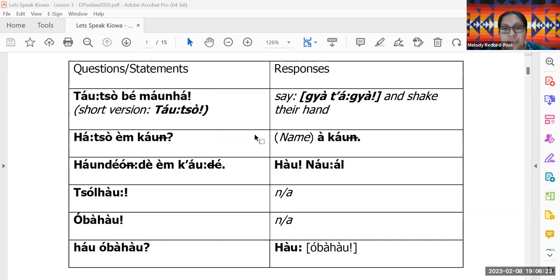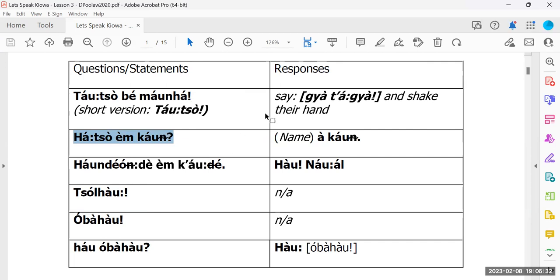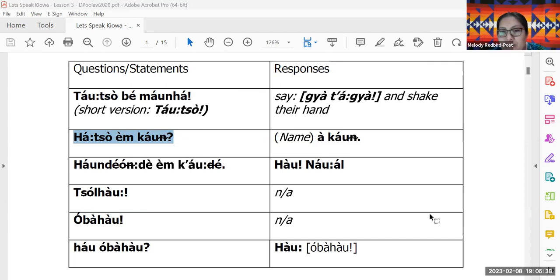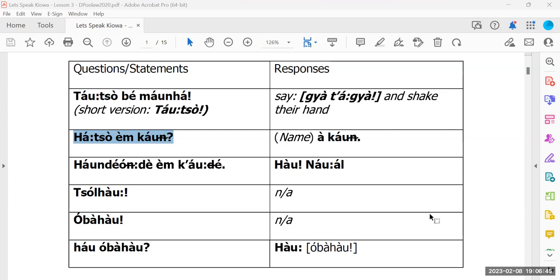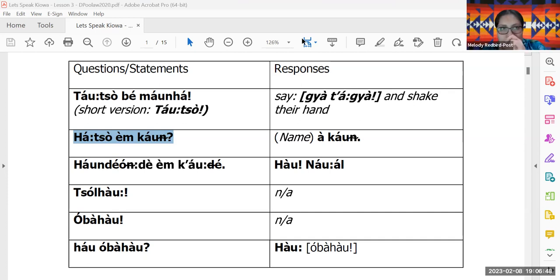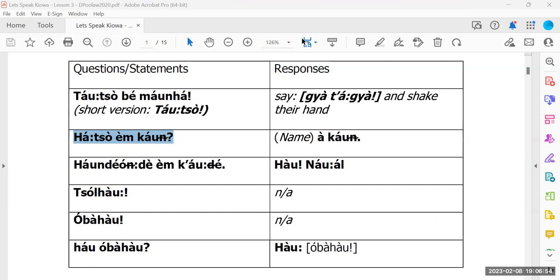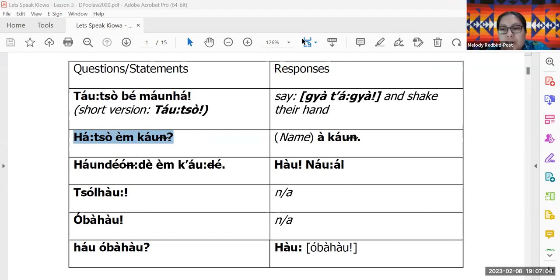Hopefully everyone knows this one. Grandma D, we'll start with you. Hatsoim ka. Hatsoim ka. Velma a ka.